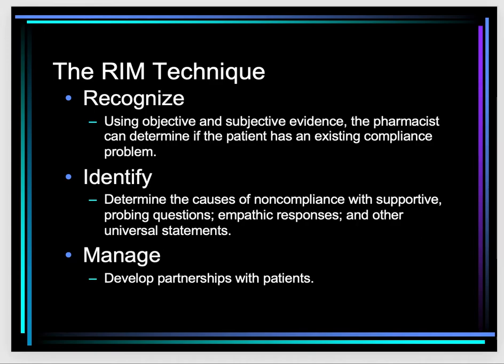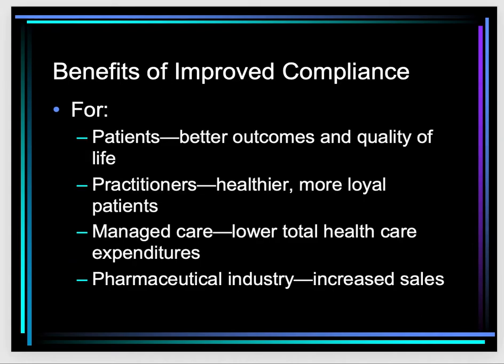Recognize: using objective and subjective evidence so the pharmacist can determine if the patient has an existing compliance problem. Identify the cause of the non-compliance. Is it finances? Is it support? Is it maybe their literacy? Maybe it's their vision and they can't even read what it says on the label. Manage: develop partnerships with the patients, being able to build a relationship so we can identify more.